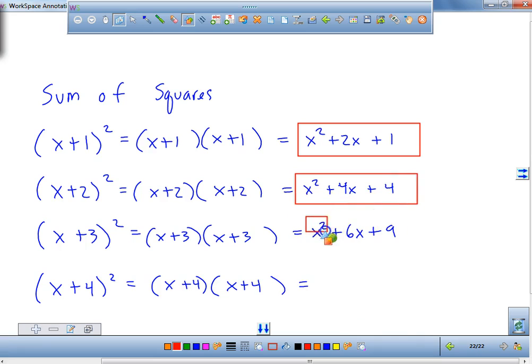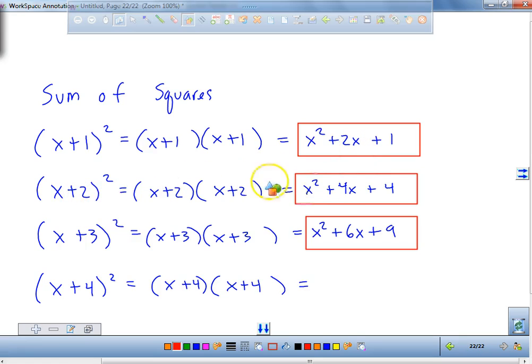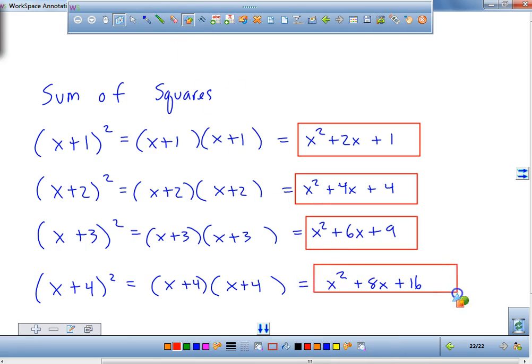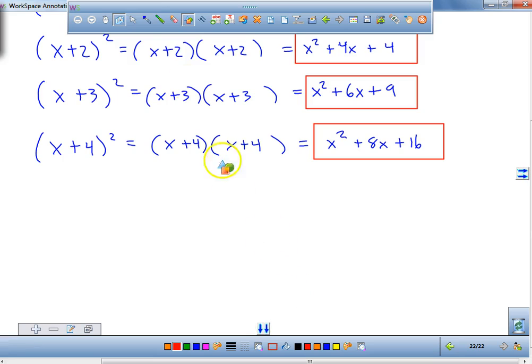Okay? So if I gave you x plus 1 squared, the final answer would be this. If I gave you x plus 2 squared, it would be this. Okay? So what do you guys think the final one right here is? X squared plus 8x plus 16. There we go. I know you were just jumping straight to the 8x, but we were at x squared plus 8x plus 16.